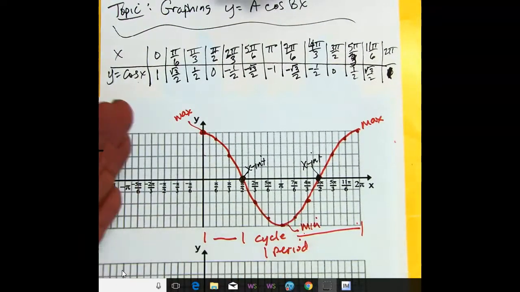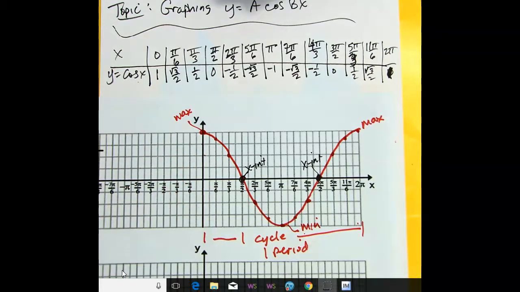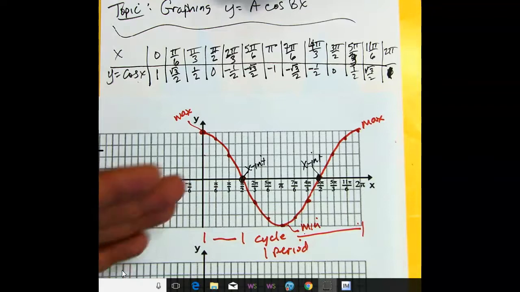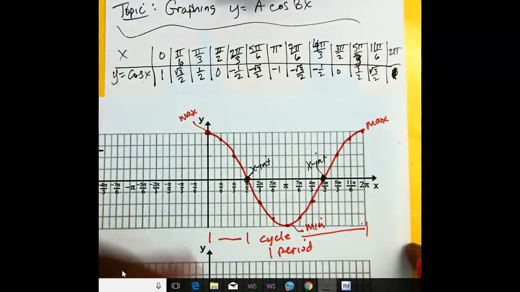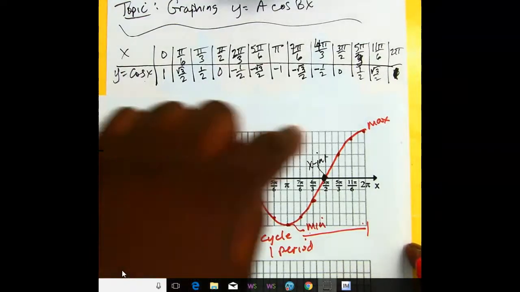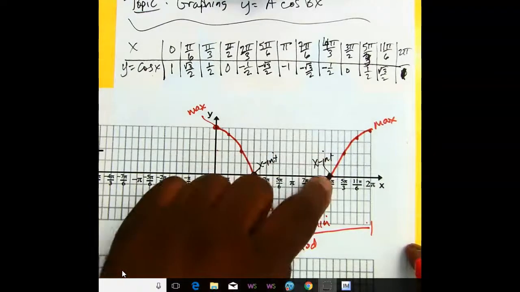Now what happens if this were a negative? Y equals negative cosine of x. So if this were negative cosine of x, everything would be reflected over the x-axis. So you wouldn't have a max at the 2 endpoints. You would have a minimum, x-intercept, max, x-intercept, minimum.